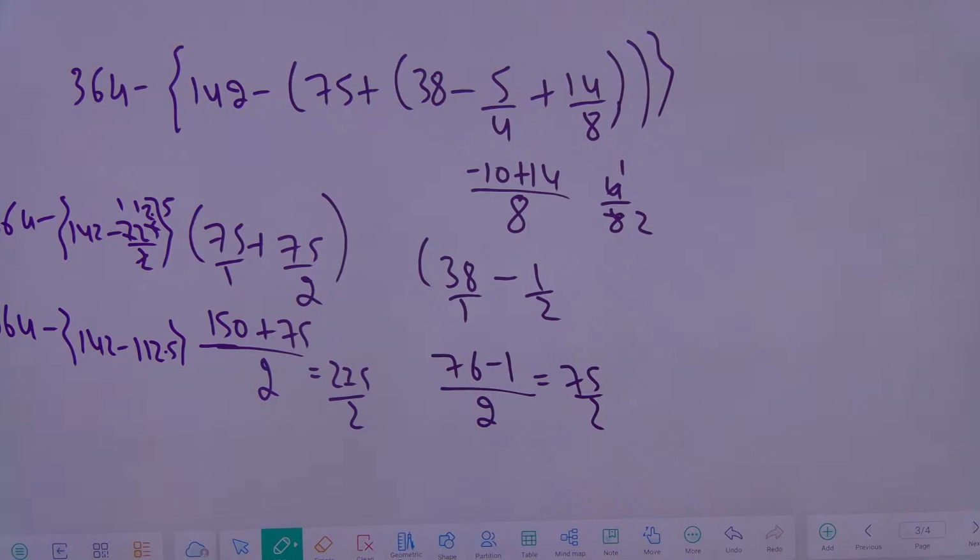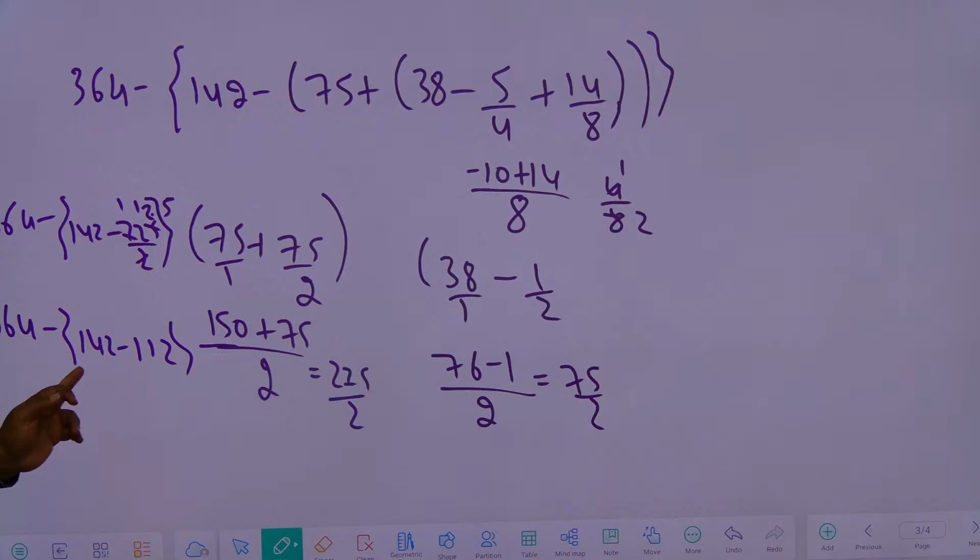142 minus 112. Okay, let us simplify, or let us approximate. Instead of taking 112.5, let us take only 112 for this question. 142 minus 112 is how much? See, what you will get? Listen. 100 minus 100 is 0. We are having 42 minus 12. 42 minus 12 is what? 30.